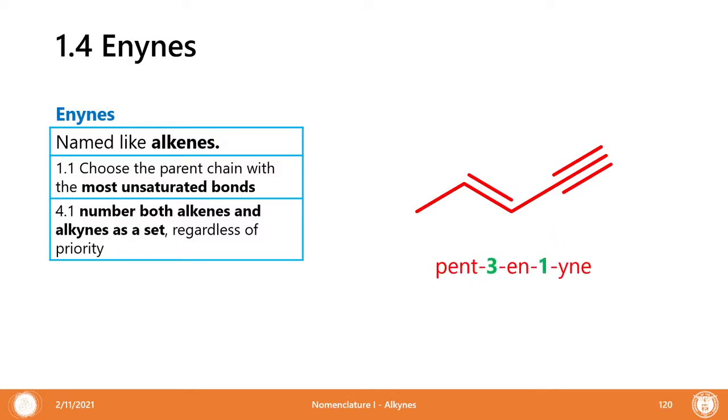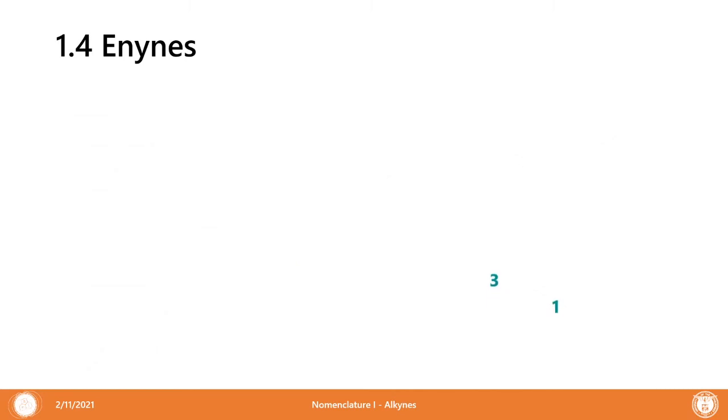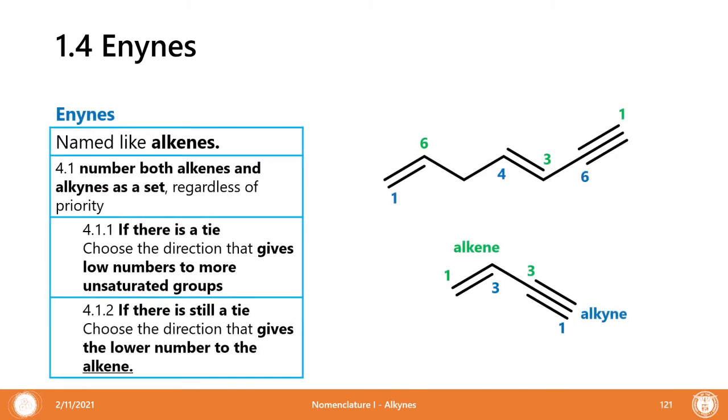There we go. So the name of this compound is pent-3-en-1-yne. Okay, now here are some complicated situations, but let's simplify this. This is with regards to numbering.